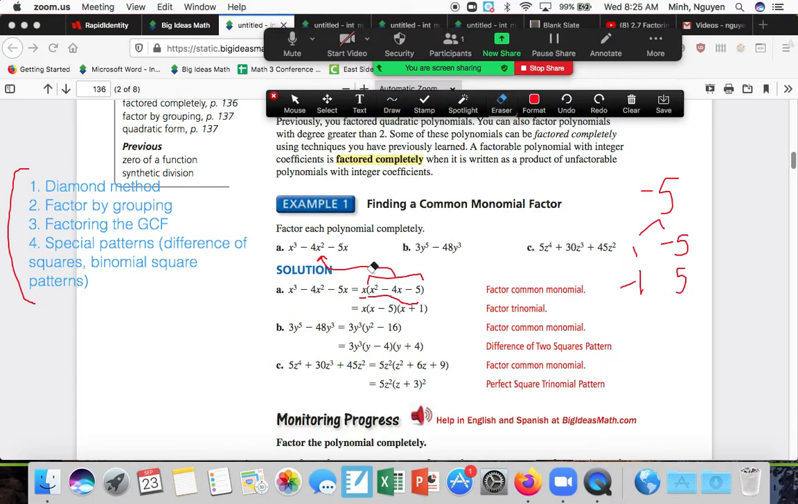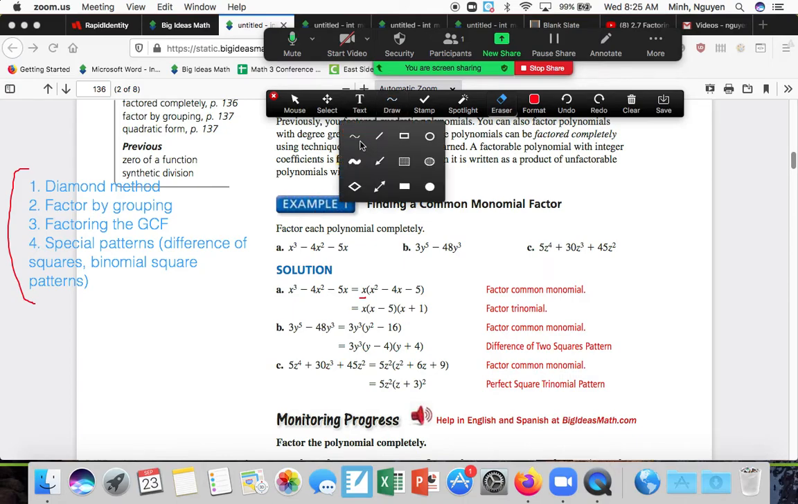Okay. Let's look at this one. 3y to the 5th minus 48y cubed. Again, I want to factor out the GCF, as in I want to factor out as much as I can right away. So I'm going to factor 3y cubed from this because I can. I can divide this by 3 and that by 3, and I can divide this by y cubed and that by y cubed. So I factor the 3y cubed first. After I factor 3y cubed, I'm left with y squared minus 16.